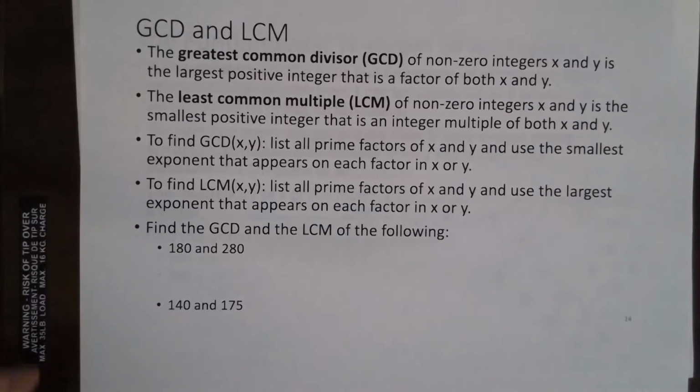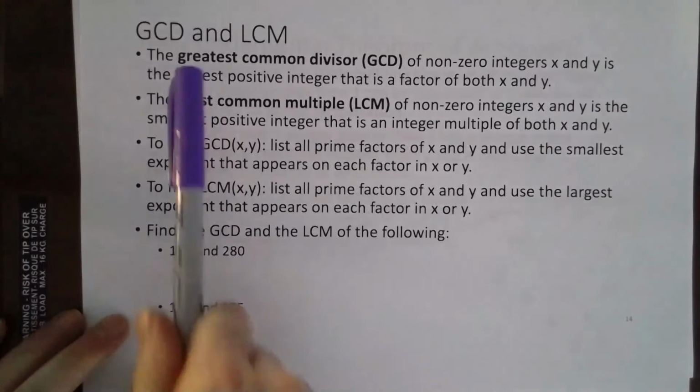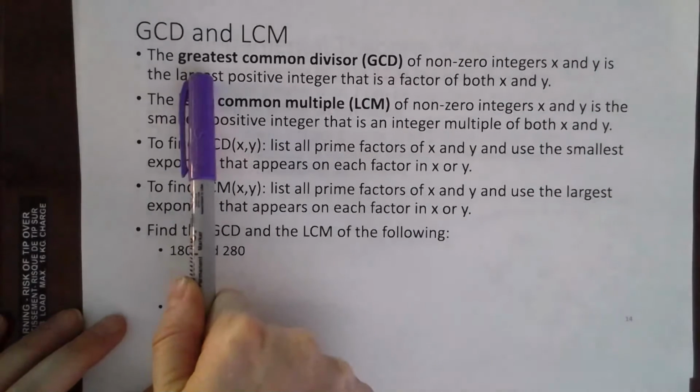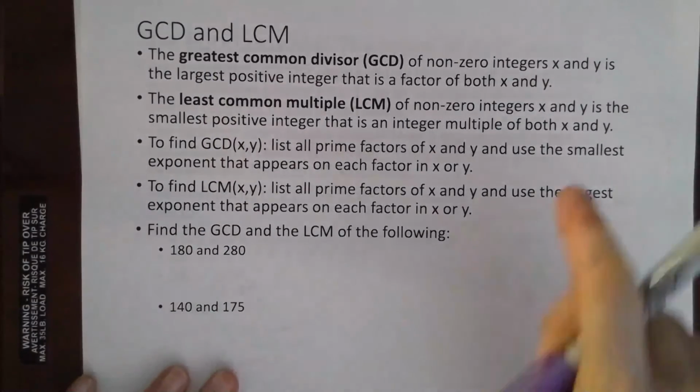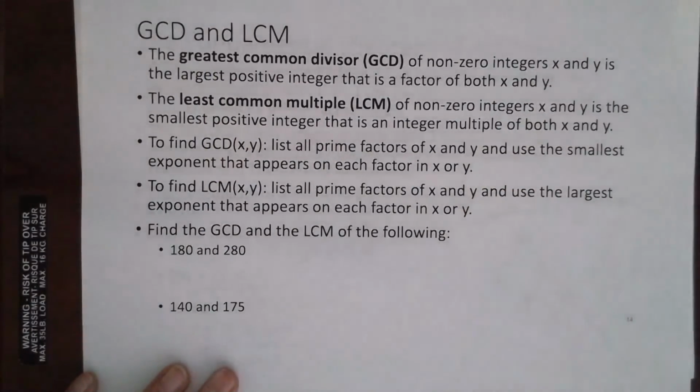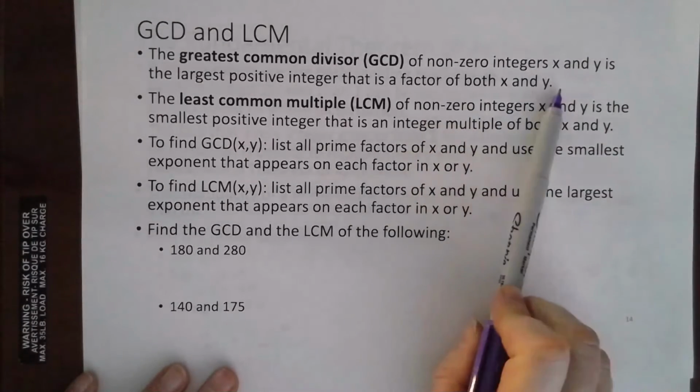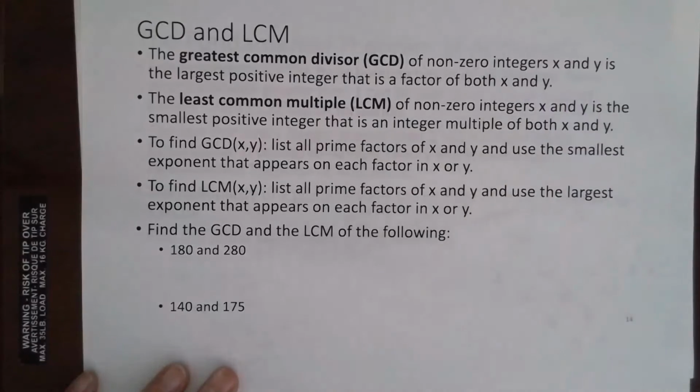Okay, so again, I'm sure these are things that you have done in your past, but maybe it was a while ago. So the greatest common divisor is, of course, the greatest or largest integer that will evenly divide, if we're just talking about x and y, both x and y. It is the largest positive integer that would be a factor of both of those. And sometimes people get that confused with least common multiple.